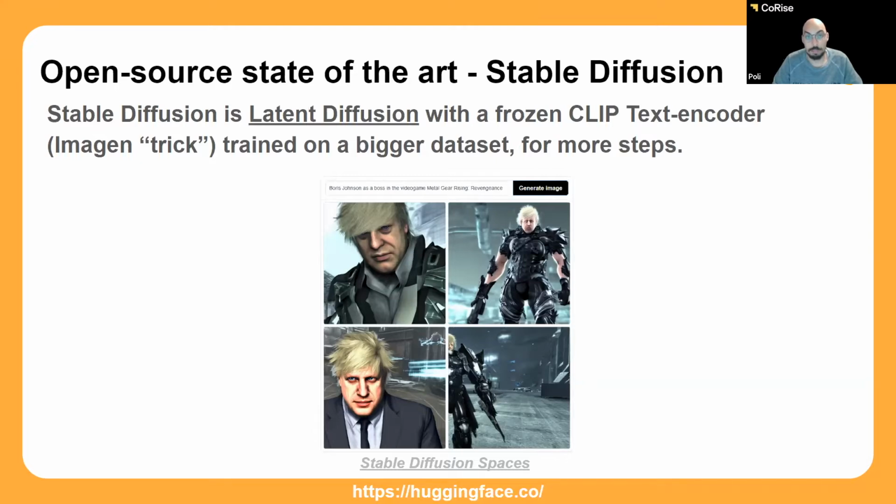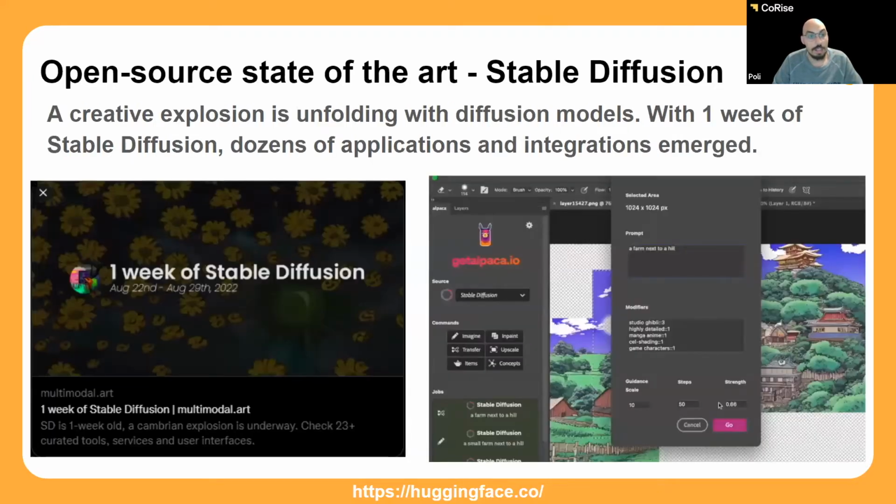It comes from these latent diffusion models that on their own came from diffusion models, which are a class of models that work by adding noise to an image and training the model to learn what's the previous step. And this all came from non-equilibrium thermodynamics from physics. And yeah, essentially this creative explosion is unfolding with diffusion models. In 1 week of Stable Diffusion, we had dozens of applications and integrations emerge. And now that we have like a month, this has gone even crazier. And that's just the start.